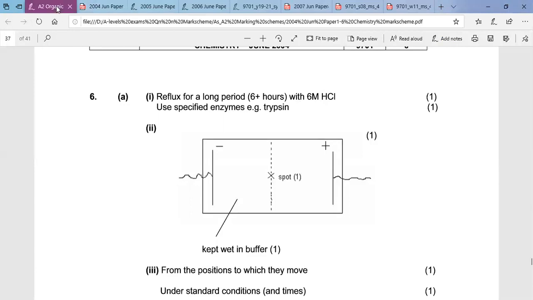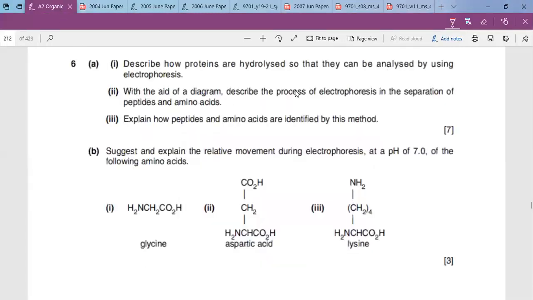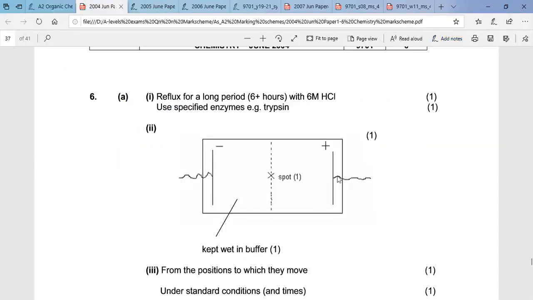Okay, right. Now here, with the diagram, describe the process of electrophoresis and separation of peptides and amino acids. Peptides, right, it means that can be dipeptide and tripeptide. Okay, of course here you can see they give a very simple diagram.